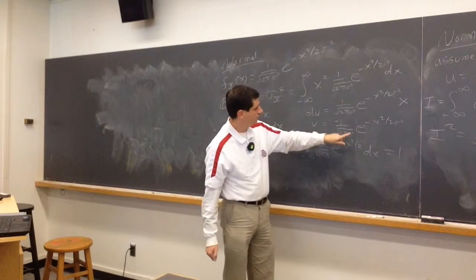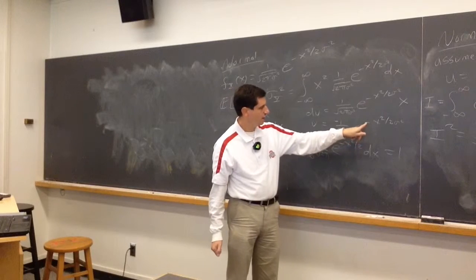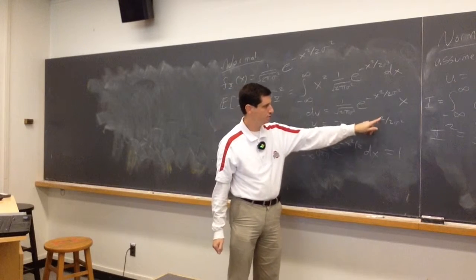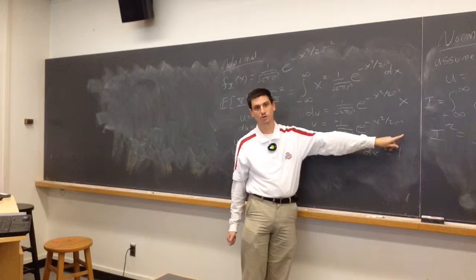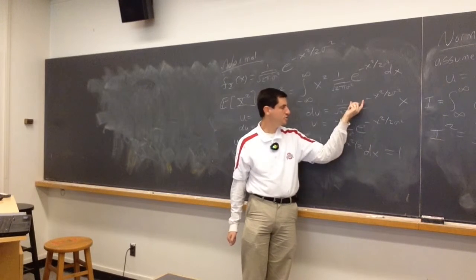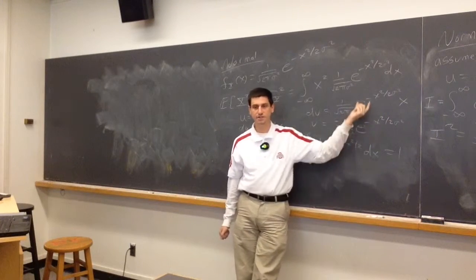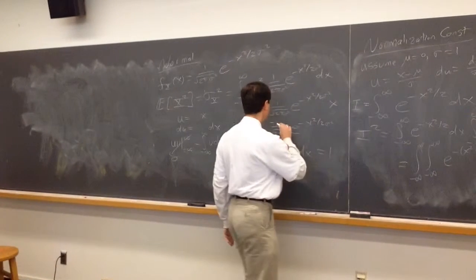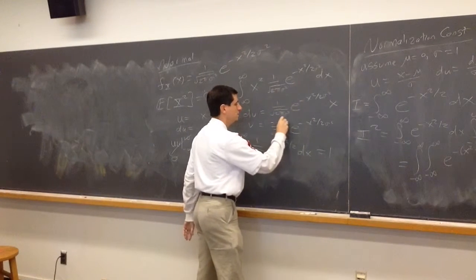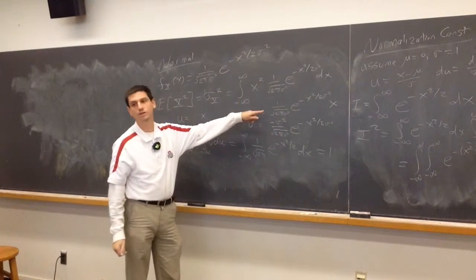If I take the derivative of this, the negatives will reinforce, the 2 cancels with the 2, but I get an extra 1 over sigma squared down below. The derivative of this is not dv. I've got to fix this. What do I do to fix this? Multiply by sigma squared. And if I multiply by sigma squared, now the derivative of this v will be what I want.